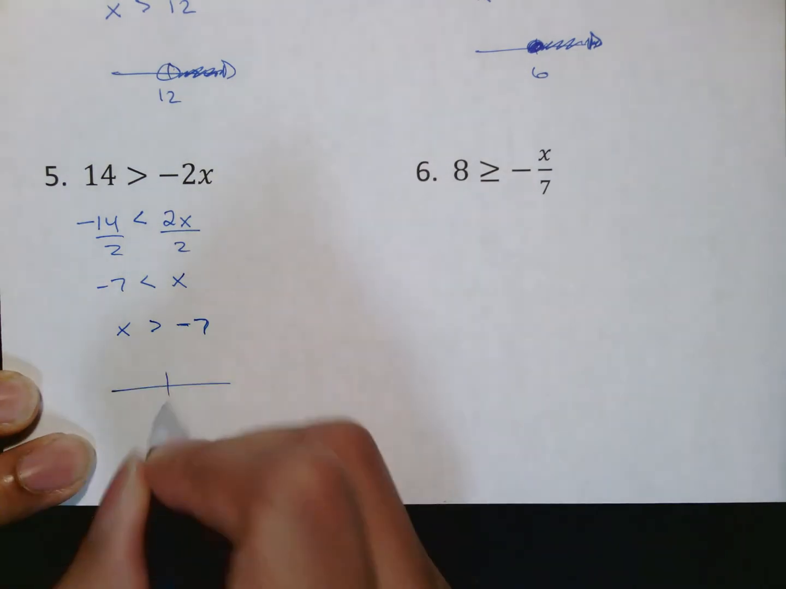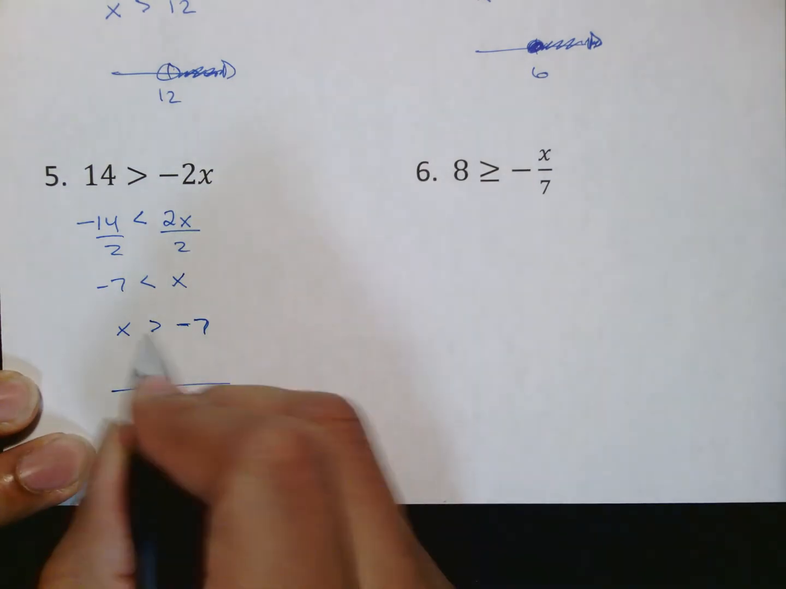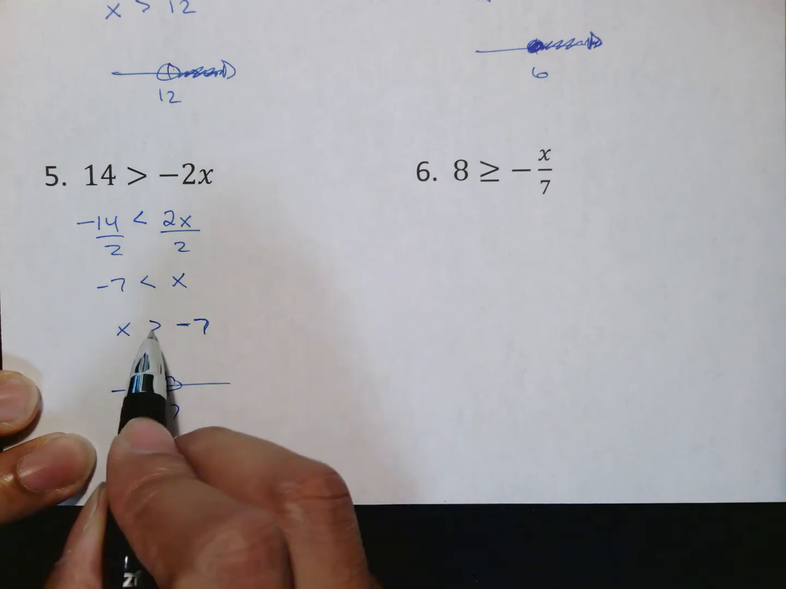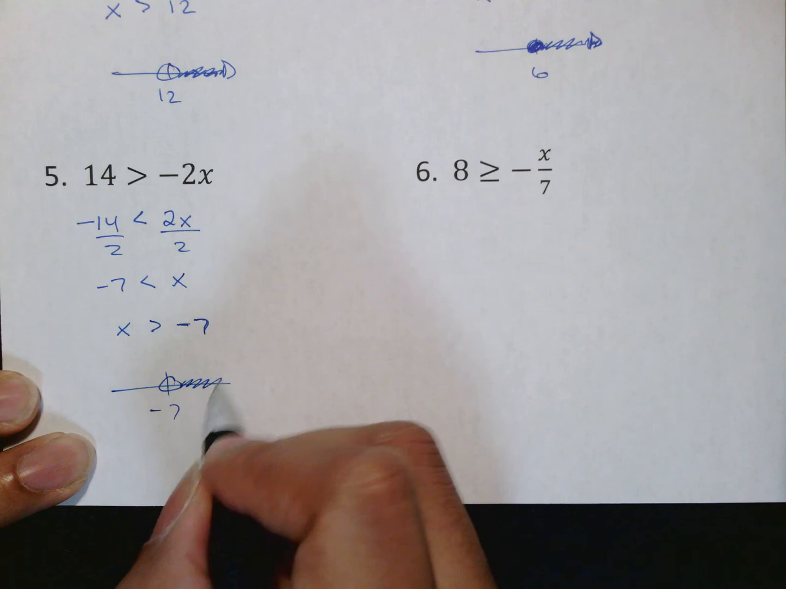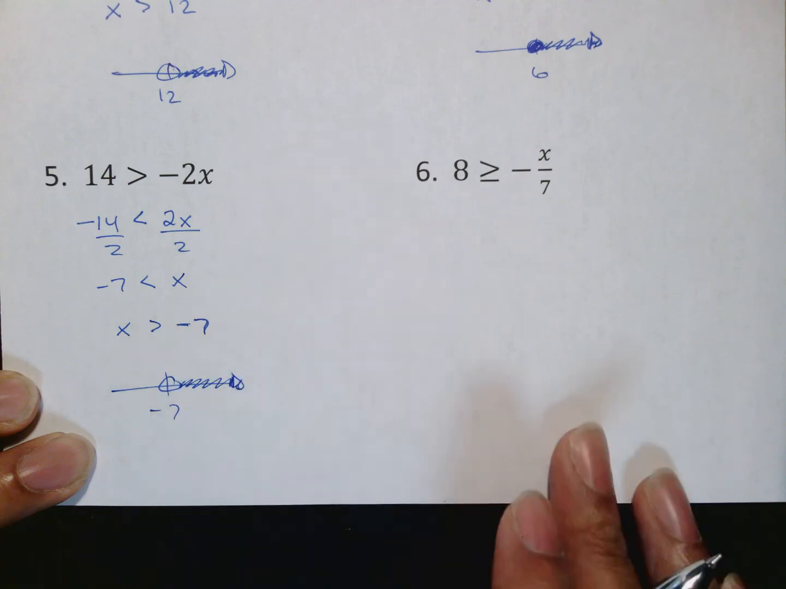Again, graphing this, negative 7, there's no line under it because 7 is not bigger than 7. And since the tip of the arrow is to the right, we're going to shade to the right.